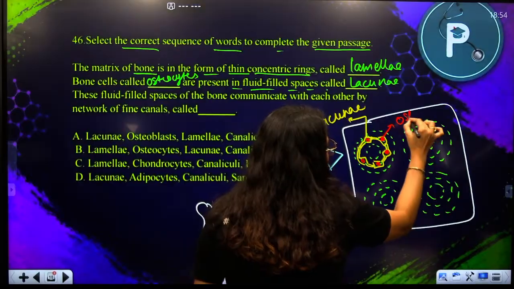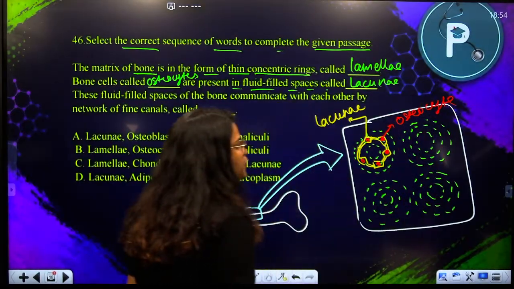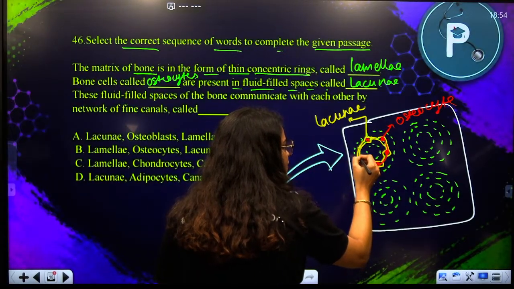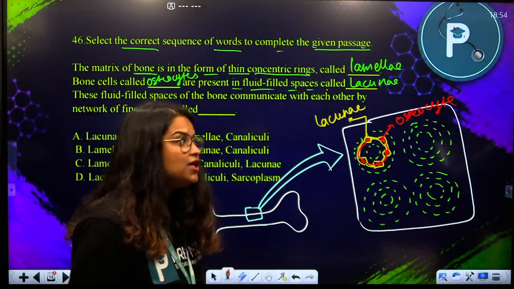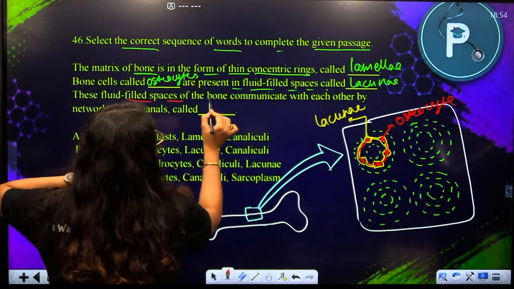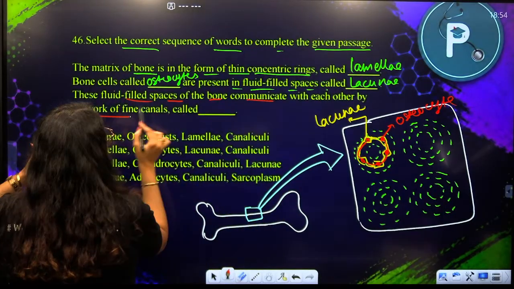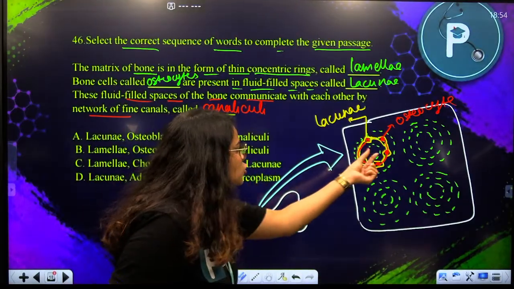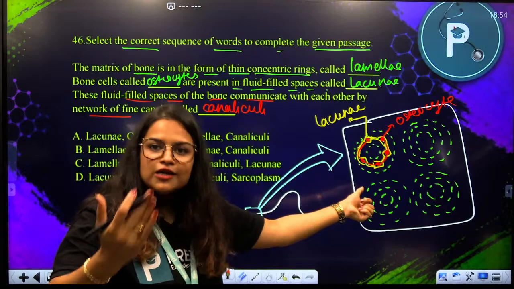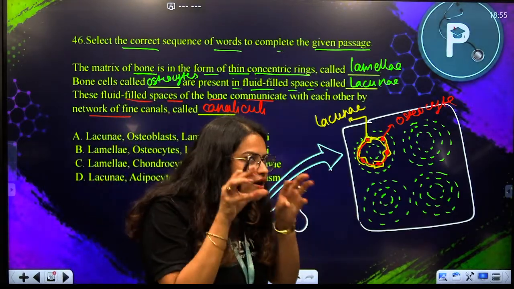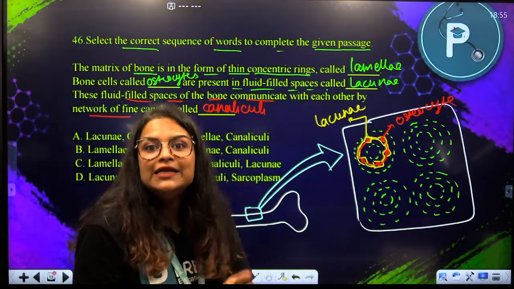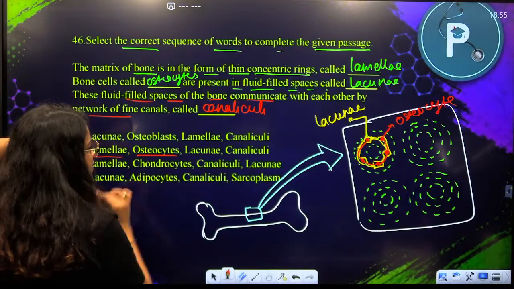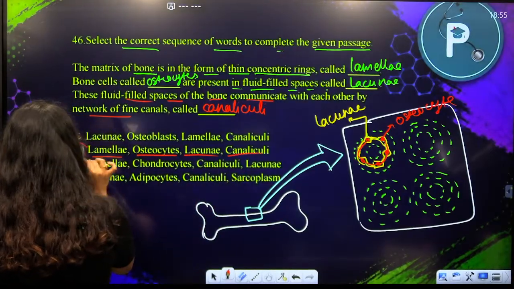And osteocytes, through this interconnected lacunae channel, are also connected to each other via canaliculi. So these fluid-filled spaces of the bone communicate with each other through fine canals called canaliculi. Canaliculi are these channels through which one lacuna is in contact with the adjacent one. And each lacuna holds one osteocyte. So osteocytes can also interact. We have found the answer already: lamellae, osteocyte, lacunae, canaliculi. This is the right answer.